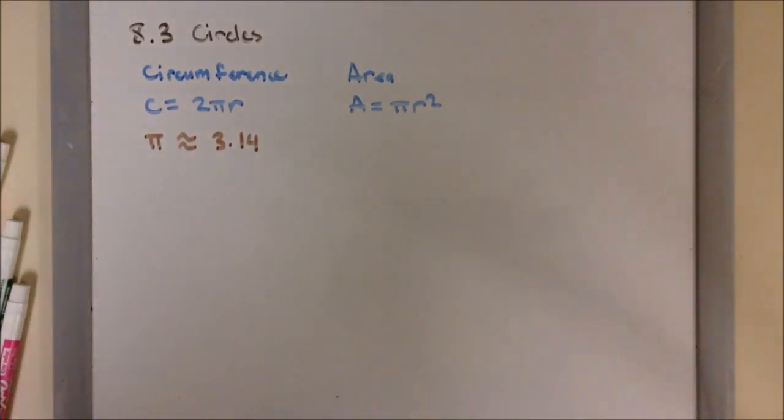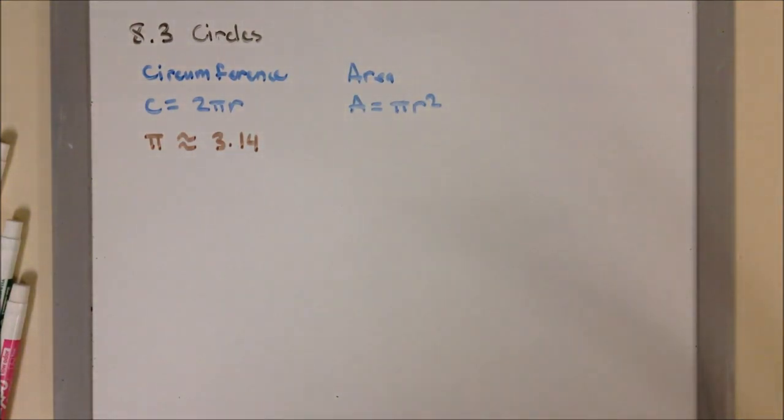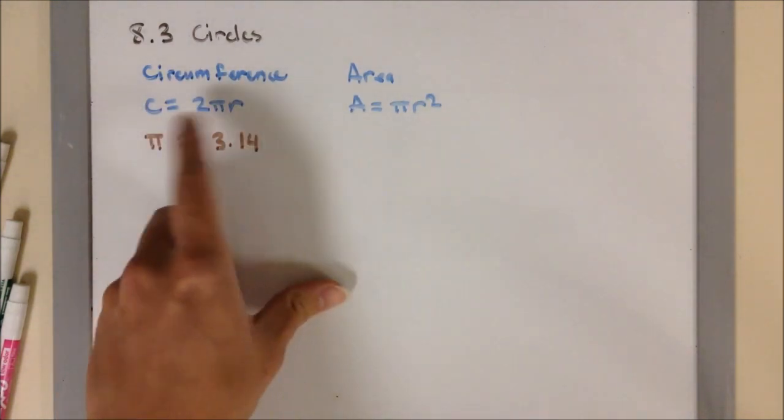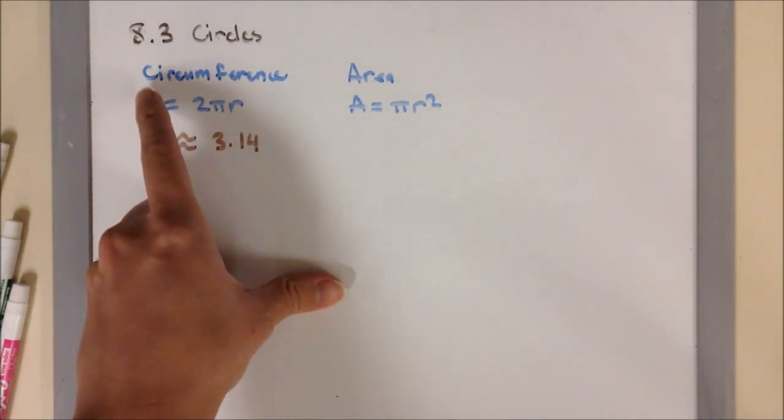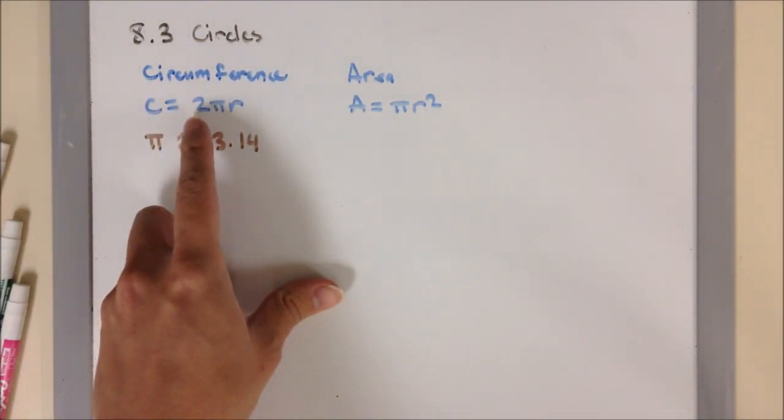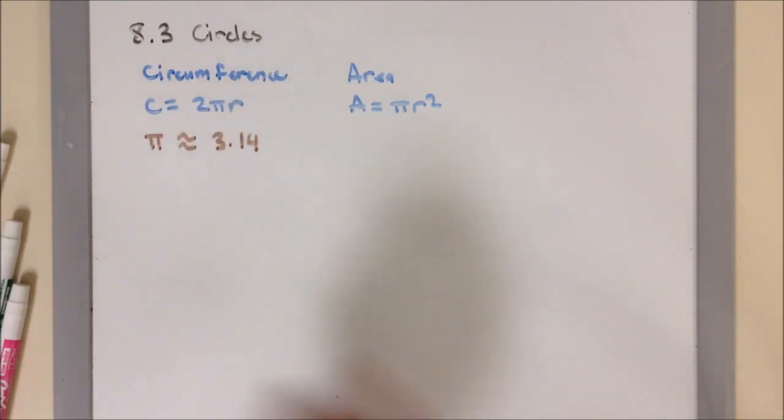Welcome to section 8.3, circles. In circles, we're going to talk about finding the circumference and the area. Now, the formula for circumference is C, when you use C to represent circumference, is equal to 2 pi r, meaning 2 times pi times r. r is our radius.